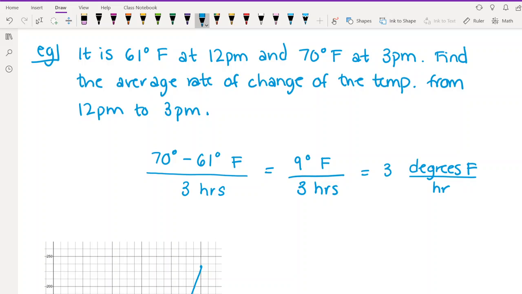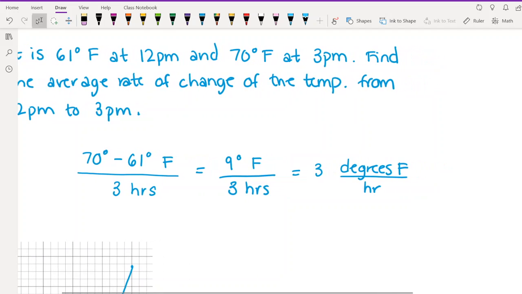So one thing that I just want to mention, because I think this is something that's important to know just for life, is that whenever you have a division symbol like this in the context of units, you can think of that division symbol as being the word per, right? Degrees per hour. So how would we interpret that? What does that tell us? Well, that tells us that on average, the temperature went up by 3 degrees each hour.